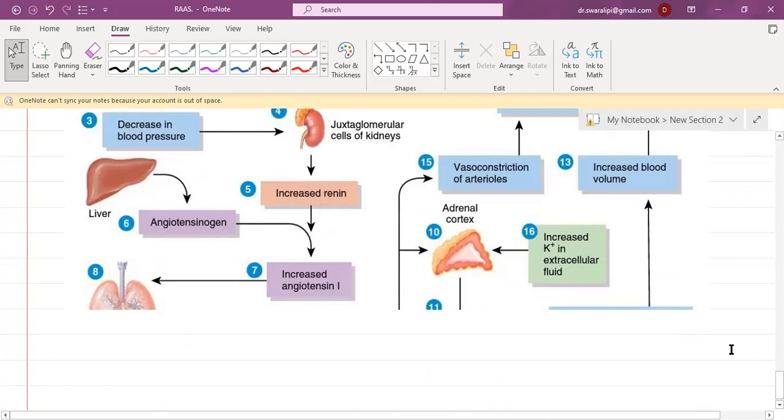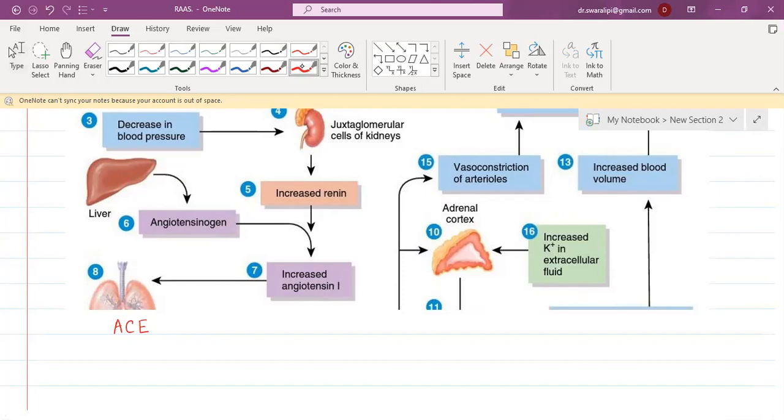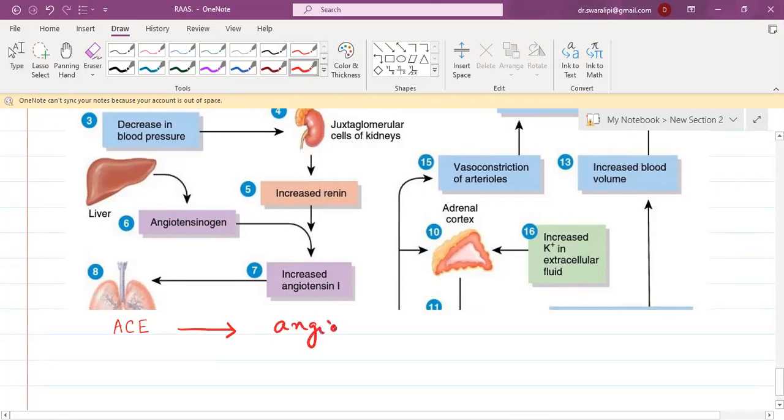When this passes through the lungs, what is the lungs doing? The lungs give angiotensin converting enzyme. What is this angiotensin converting enzyme doing? It is converting angiotensin 1 to angiotensin 2. So it is forming angiotensin 2. This angiotensin 2 leads to vasoconstriction.